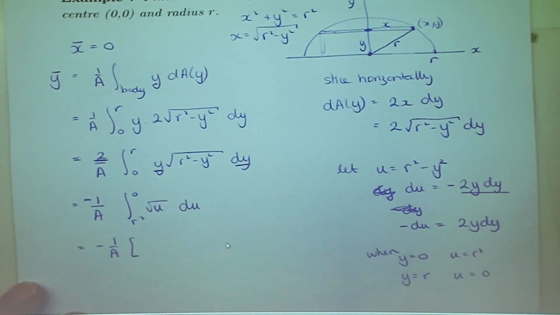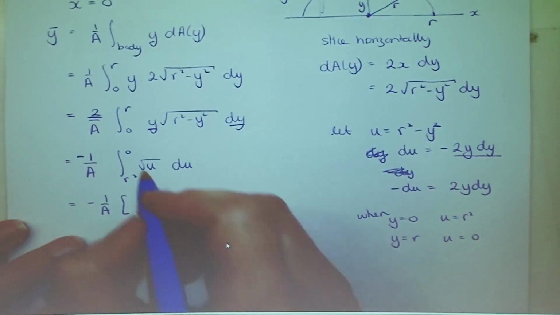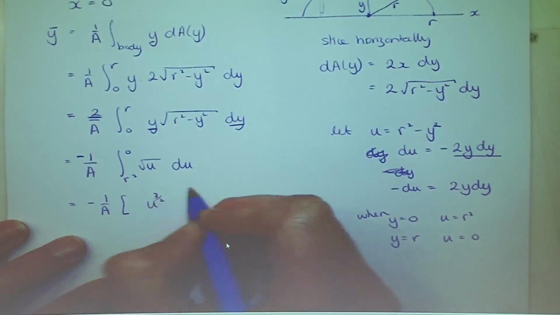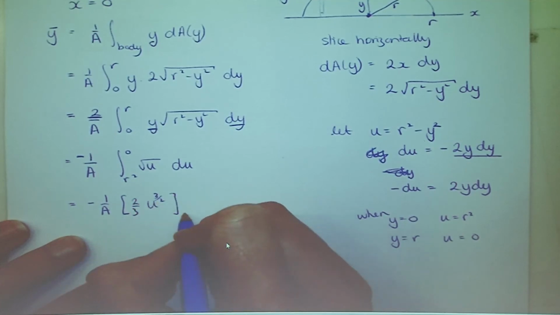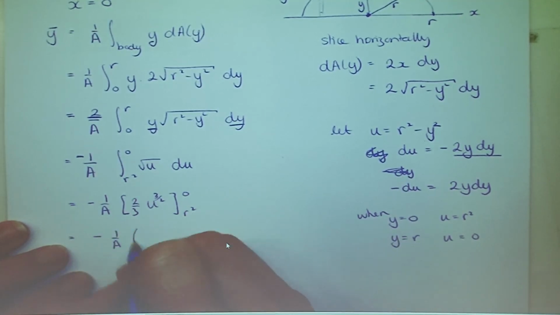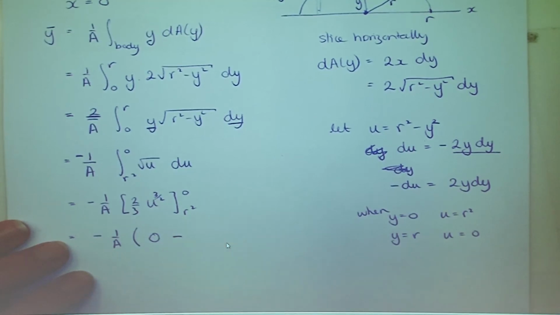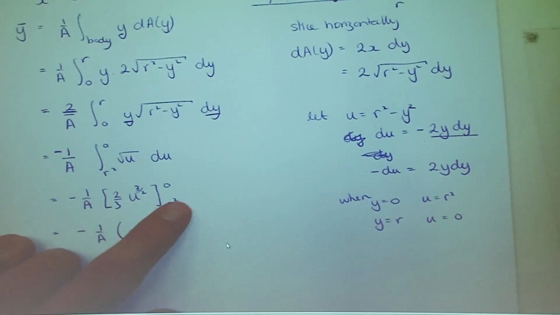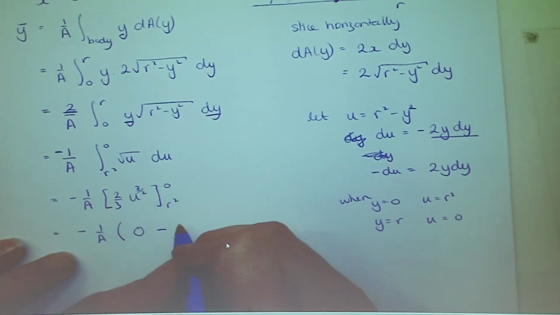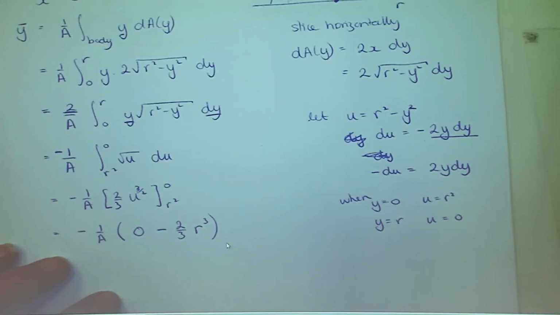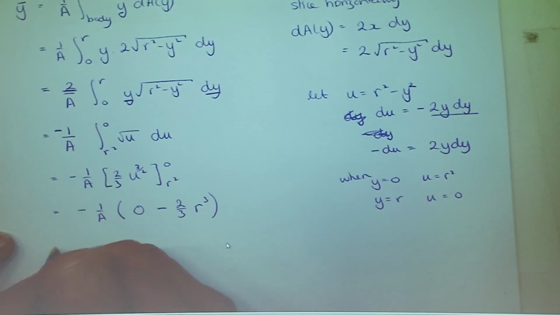And now we can integrate. This is like u to the half, so you increase the power by 1. 3 halves, 2/3 comes out the front, r squared to 0. If I put an r squared into here, the squared and the half are going to cancel each other out. I'm going to get 2/3 r cubed.